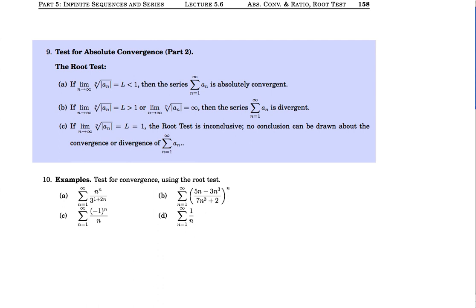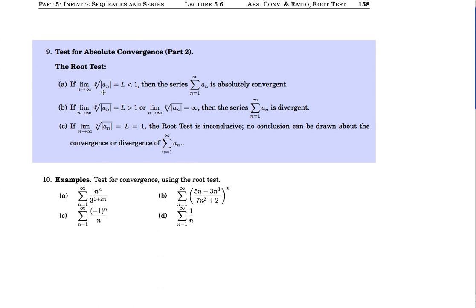This next test is known as the root test. And what it says is that instead of using the ratio test, where you look at the ratio of consecutive terms and try to figure out what the limiting value is, here we look at the nth root of the nth term and try to figure out what its limiting value is.